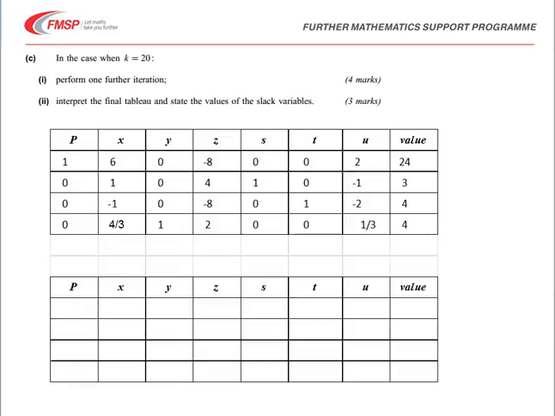Well, the question goes on to say, in the case when k is equal to 12, so remember that we had k equal to 20 rather, 12 minus k was the value there, so that is equal to negative 8, hence this value has gone in that position there, negative 8. So this is the tableau that we're working with. We want to do one further iteration.